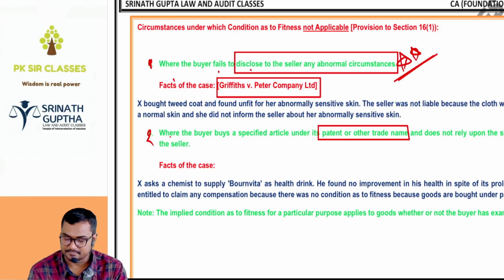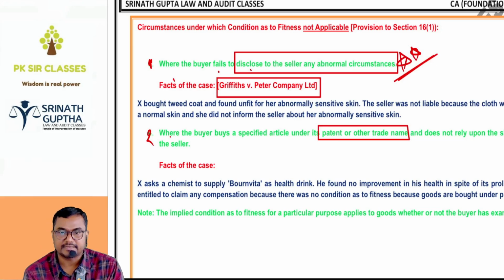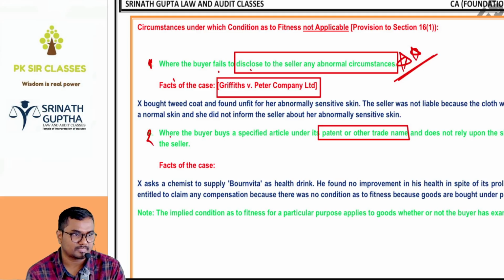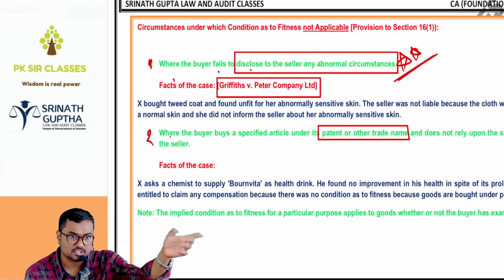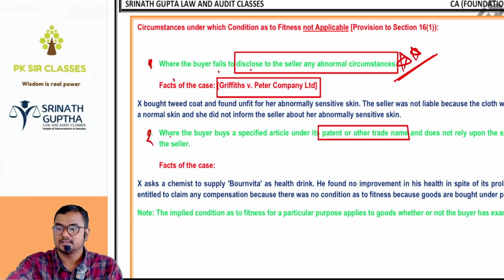Last one, where the buyer purchases the goods under the trade name or brand name. Here we have seen an example, Complan. You are purchasing a Complan bottle on the brand name, but not on my shop name. The seller will not be responsible. The buyer will be responsible.